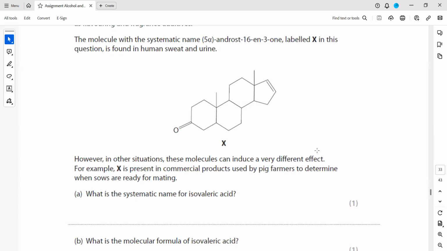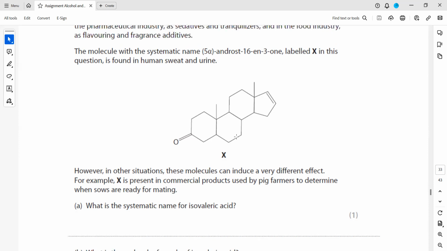However, in other situations, these molecules can induce a very different effect. For example, X is present in commercial products used by pig farms to determine when sows are ready for mating. Then, what is the systematic name? So what is the systematic name of this isovaleric acid? So we have to state the systematic name of this compound.